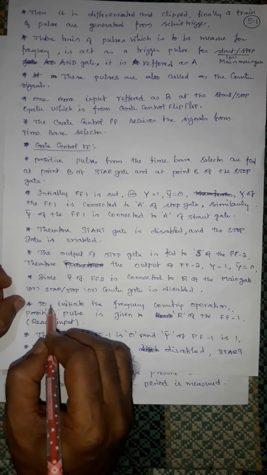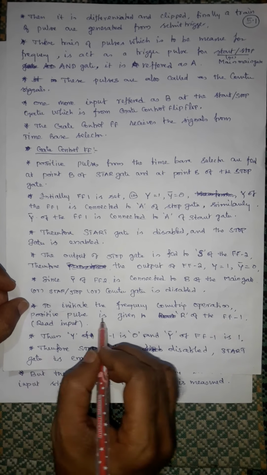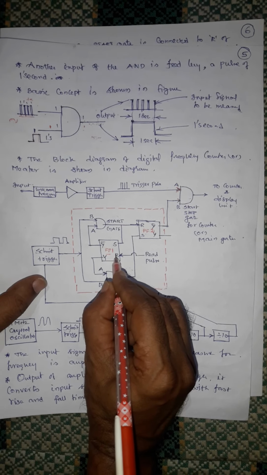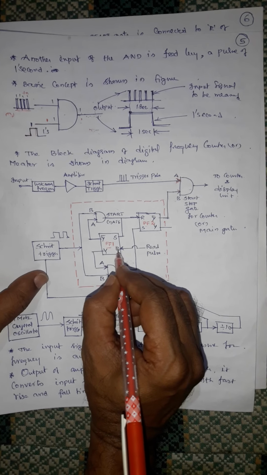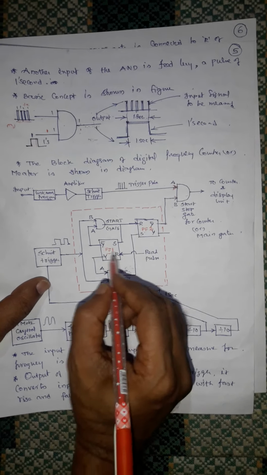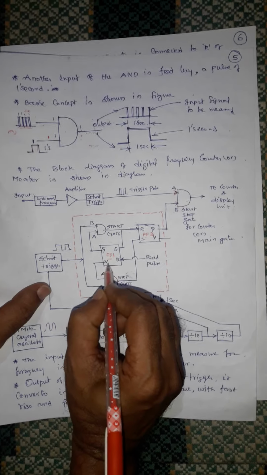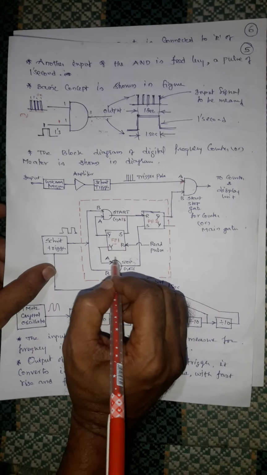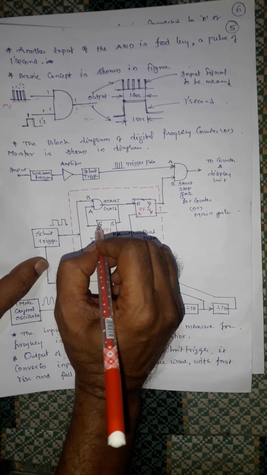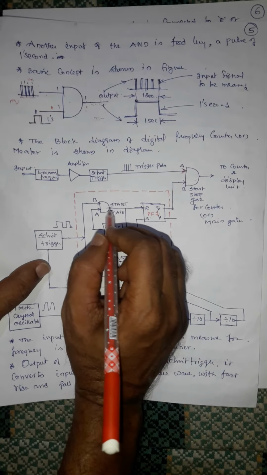To initiate the frequency counter operation, a positive pulse is given to r of the f of 1. Here r means reset and s means set. Whenever the input is given to r, reset, y is equal to 0. Y equal to 0 means the stop gate is now disabled, y bar equal to 1, and the start gate is enabled.